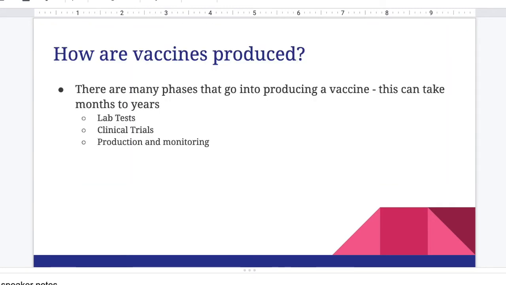So let's take a look at how they are produced. There are going to be different stages to the production of vaccines. You have a question in your assignment asking for the 3 stages, and these are those 3. So we have to go through lab tests, clinical trials, and production and monitoring of the vaccine.